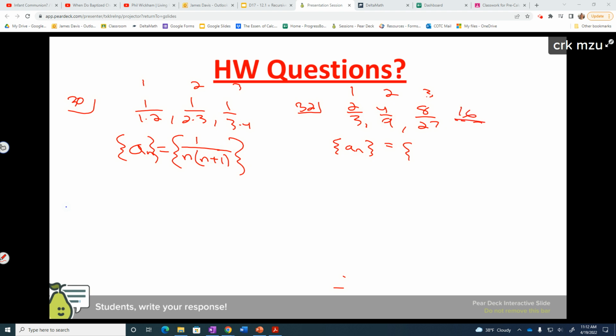All right, so the top is factors of 2, right? Yeah. So this is 2 to the first power, 2 to the second power, 2 to the third, 2 to the fourth. So we say 2 to the n. Yeah, and then the bottom is powers of 3. 3 to the first, 3 to the second, 3 to the third, 3 to the fourth. So 2 to the n over 3 to the n.